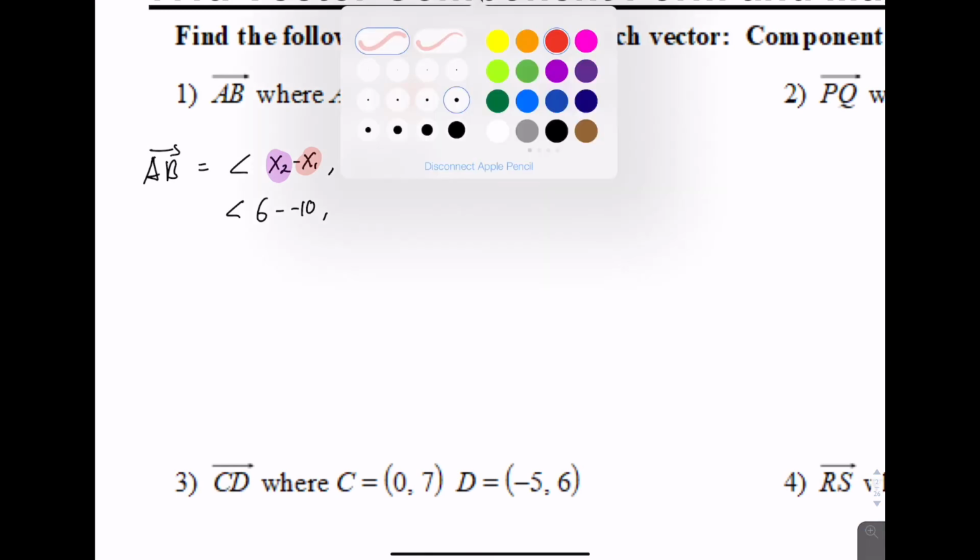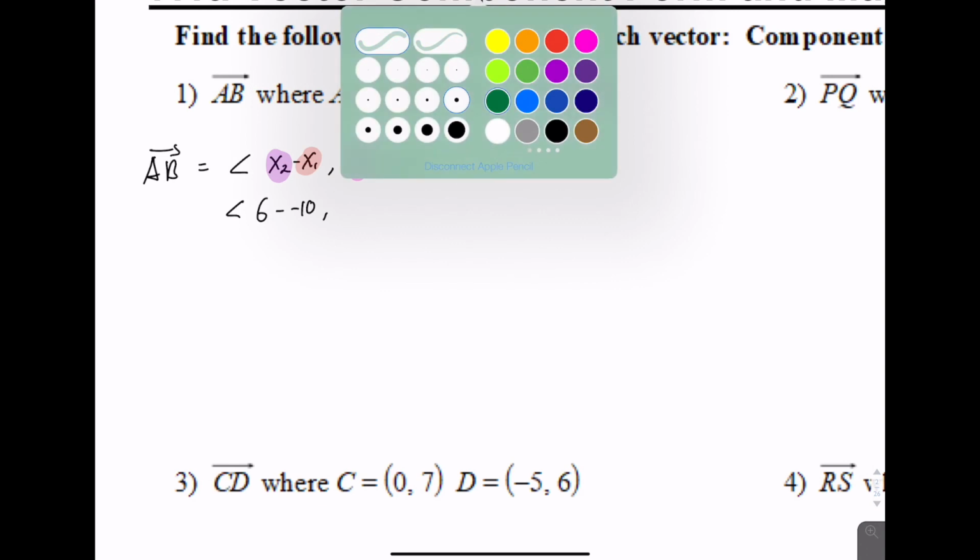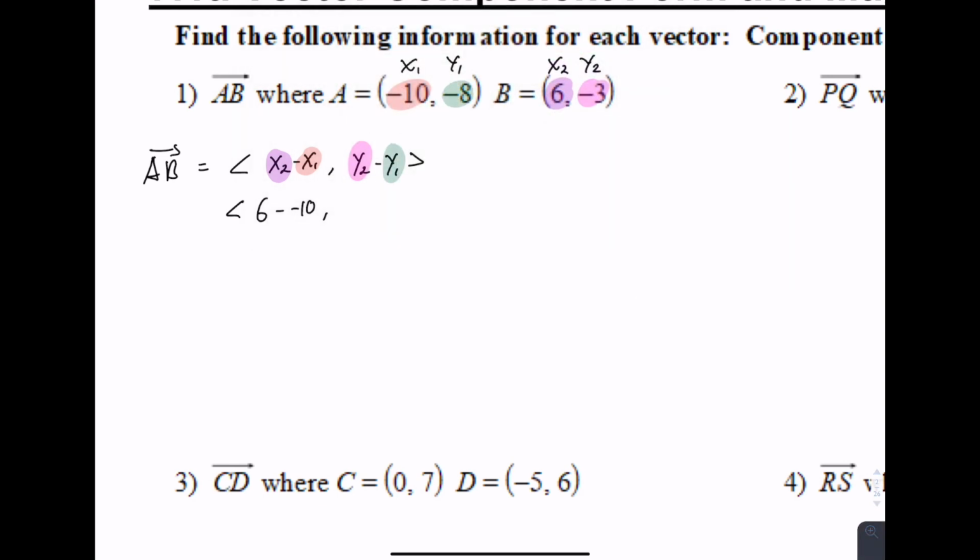And then now we do the other one. So here it is in pink, y2. And then let's do green. There you go, Cosmo and Wanda. So that would be negative 3 minus negative 8. Now just compute. So 6 minus negative 10, that's just 6 plus 10. This is negative 3 plus 8. Quick math, this is 16, comma, 5. And so there is our component form of the vector. That is one half of the answer.